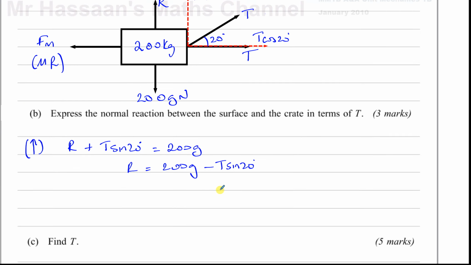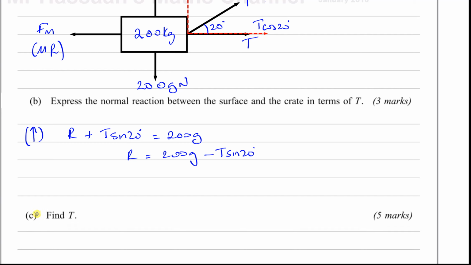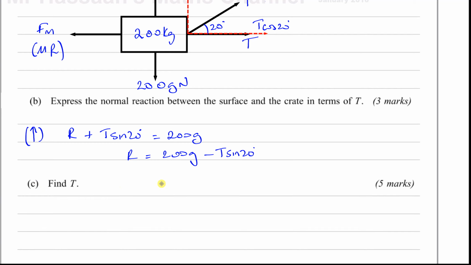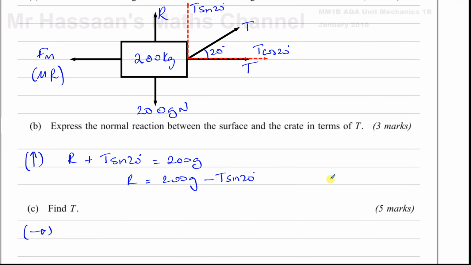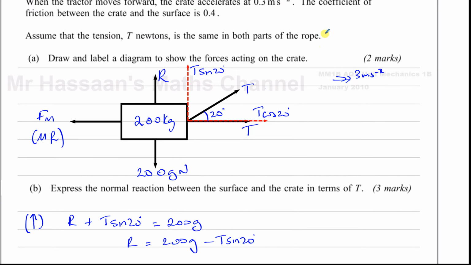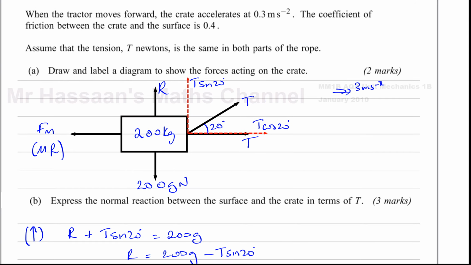And then I would go on to find T by resolving the forces horizontally. Now I'm going to do that, and then I'm going to try to resolve this dispute that the student is having. So let's resolve the forces horizontally. Horizontally, we know that there is an acceleration of 0.3 meters per second squared. So this object is accelerating 0.3 meters per second squared in this direction according to our diagram. And we also know that the value of mu, the coefficient of friction, is 0.4.